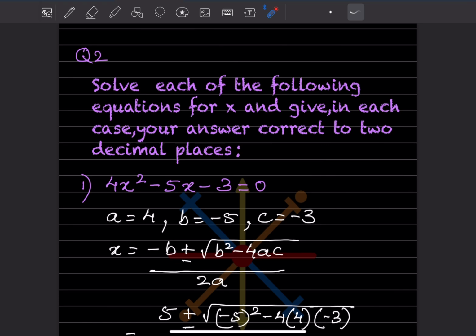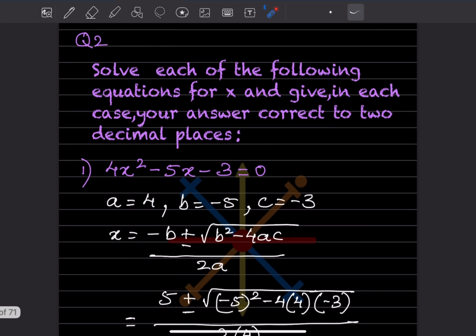First you have to bring it in the form of ax square plus bx plus c is equal to 0, and then only you have to put it in this formula and then solve it. Now see here, you have to solve each of the following questions for x and give in each case your answer correct to two decimal places, because you don't have to keep the root. You have to write the answer correct to two decimal places.